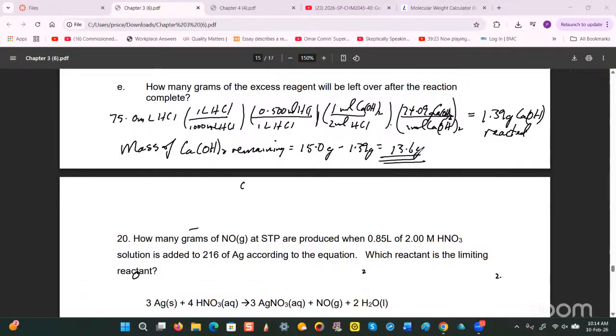So because in part C, we figured out the limiting reactant created the moles of CaCl2, I decided to take those moles and compare the mole ratio of CaCl2 to Ca(OH)2, and then multiply by the molar mass. That gives you the 1.39, and then I subtracted, because we already figured out the product.